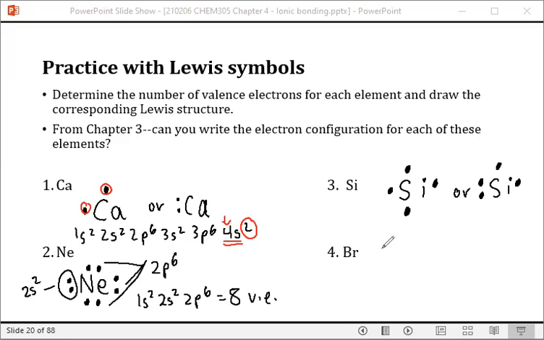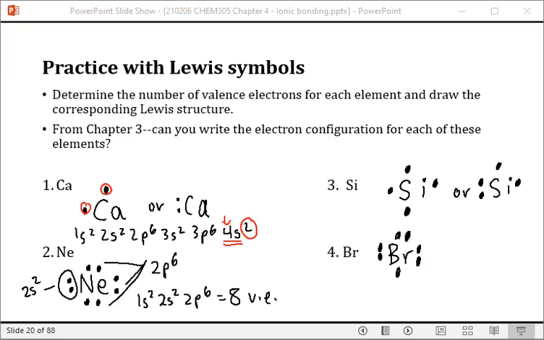Okay, bromine. Bromine is in group 7A. It's a halogen, so it's going to have 7 valence electrons. And you draw it like that.